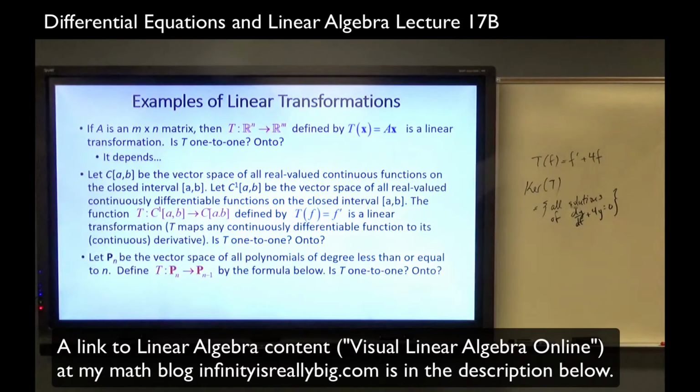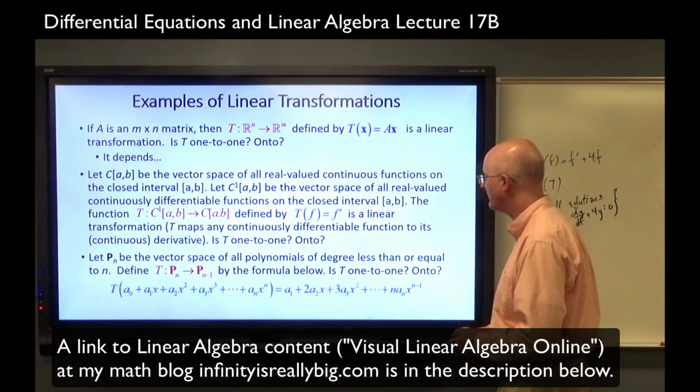A similar kind of example is this. If Pn is the vector space of all polynomials of degree less than or equal to n, define a linear transformation from Pn to Pn minus 1 by this formula.